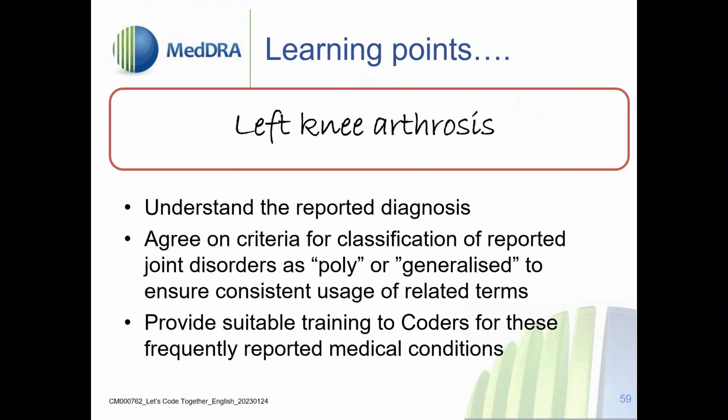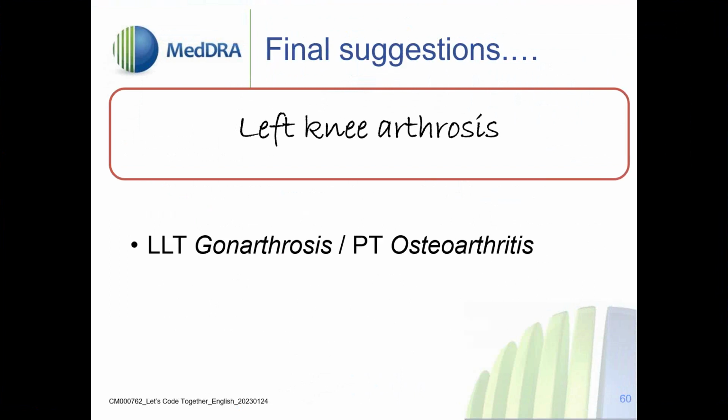To achieve consistent coding output, it is advisable to document basic rules in your coding conventions, such as when to classify joint disease as poly or generalized or oligo. I mentioned this earlier when discussing our example of the juvenile systemic arthritis. And you should also provide related training to your coders so that you achieve a consistent classification of similar terms. And here we would go to LLT gonarthrosis under PT osteoarthritis.